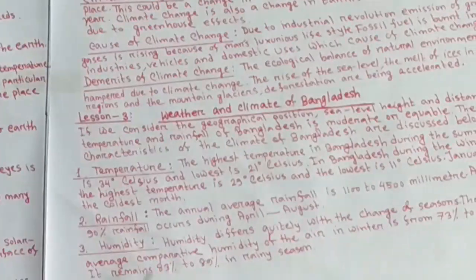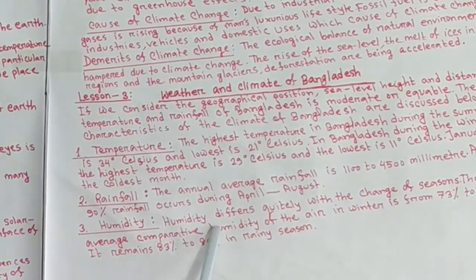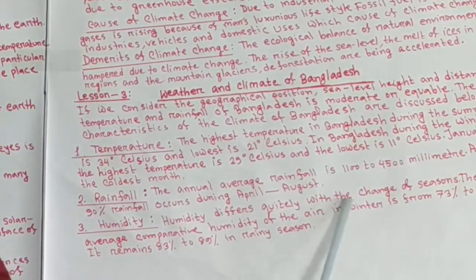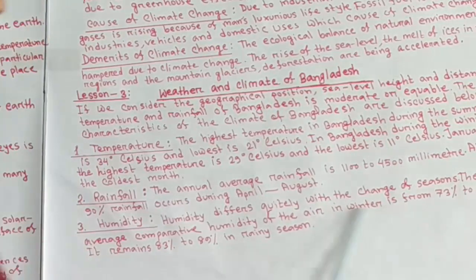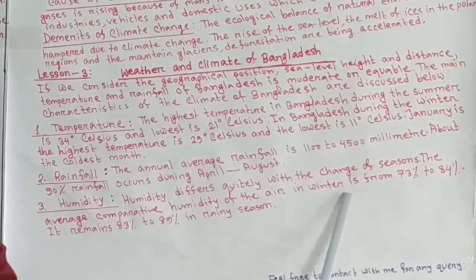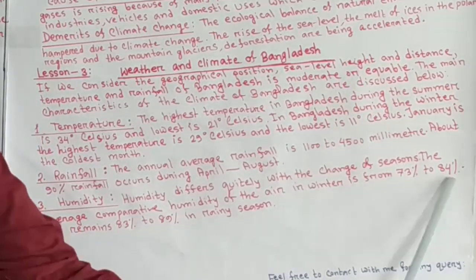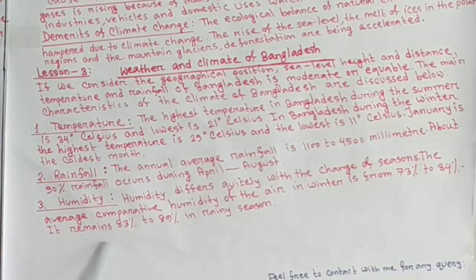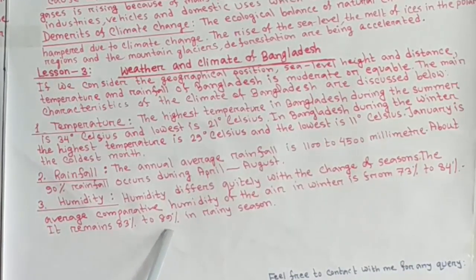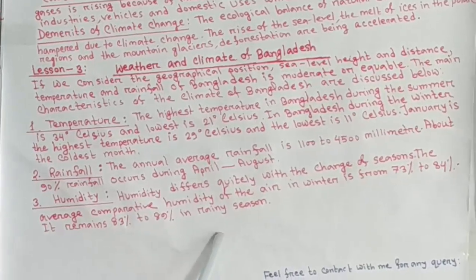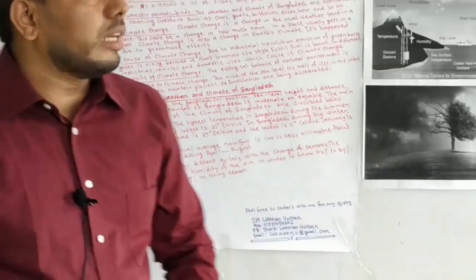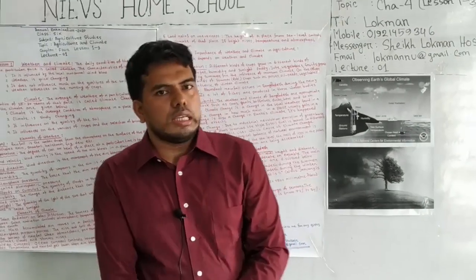The last one is humidity. Humidity differs greatly with the change of seasons. The average comparative humidity of the air in winter is from 73% to 84%, which remains 83% to 89% in the rainy season. So this is all about today's lesson, today's discussion.